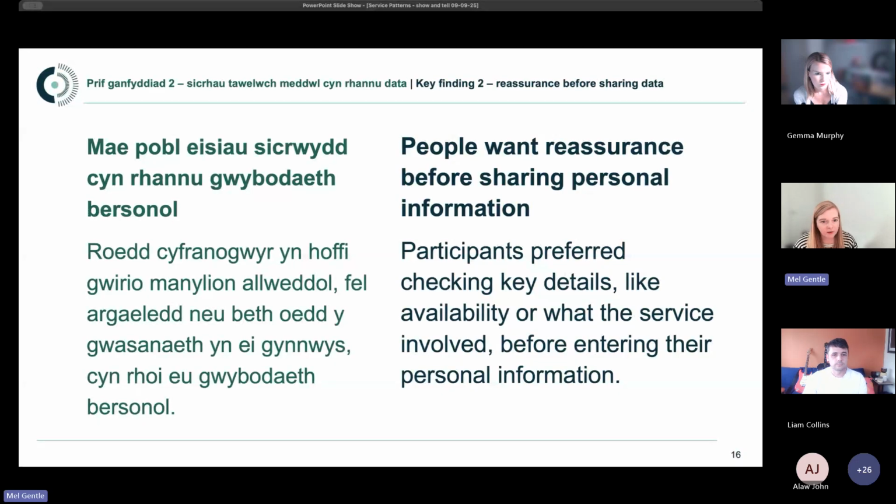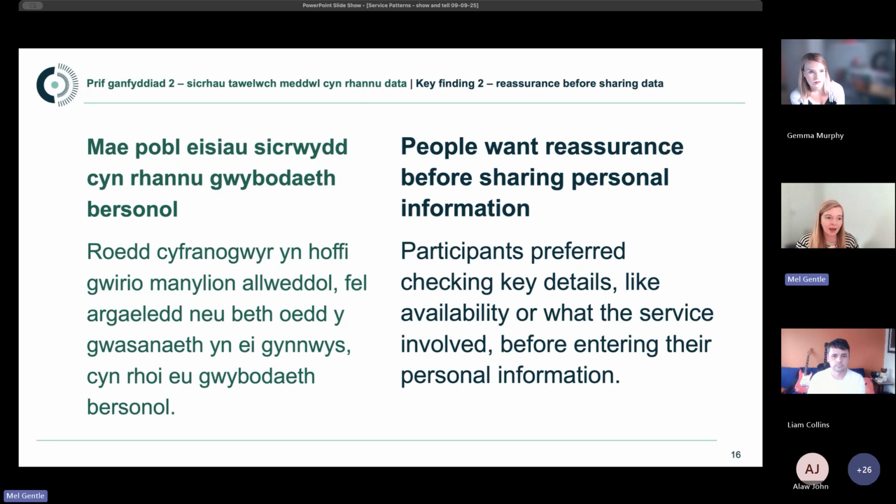The second key finding was about trust, and this was a bit of a theme through quite a few of our findings, but people told us that they wanted to see key details of services up front. So things like whether the dates of a service were available, or just really understanding what a service is for or what it involves, before they're being asked to hand over any of their personal information. So having that feeling of, I don't want to give my data too early. I want to know if this service is right for me.